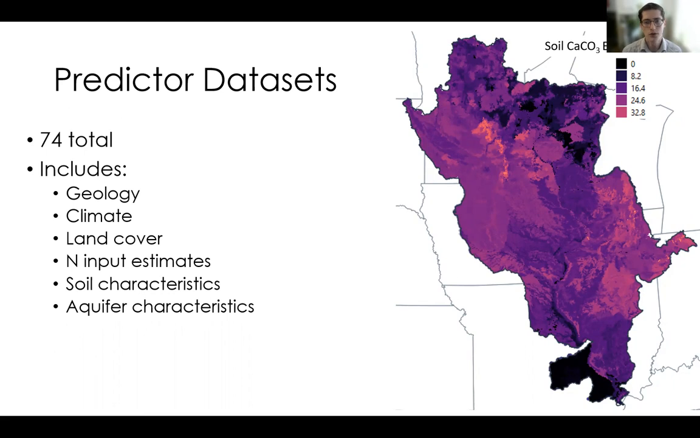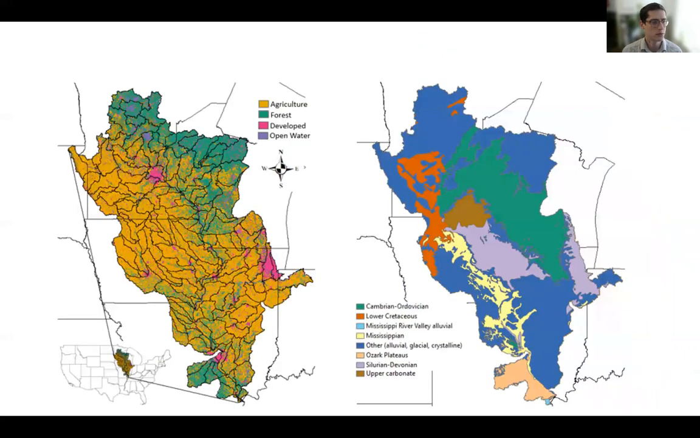So in my work, we used a wide range of these predictors. Here on the right, we can see one example of soil chemistry. This is the soil calcium carbonate equivalent across the entire watershed. We also included things like geology, so the bedrock beneath the surface, and the climate, so things like temperature or precipitation that might affect how nitrogen can get into the groundwater. We also looked at things like land cover and other variables that could influence how much nitrogen is being applied at the surface. So I'll show you some of these maps so we can see some examples.